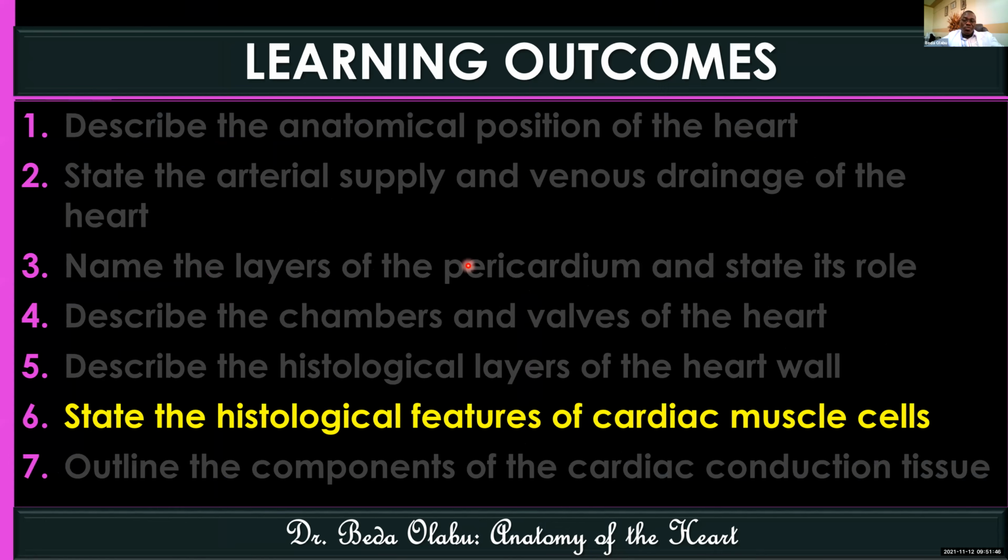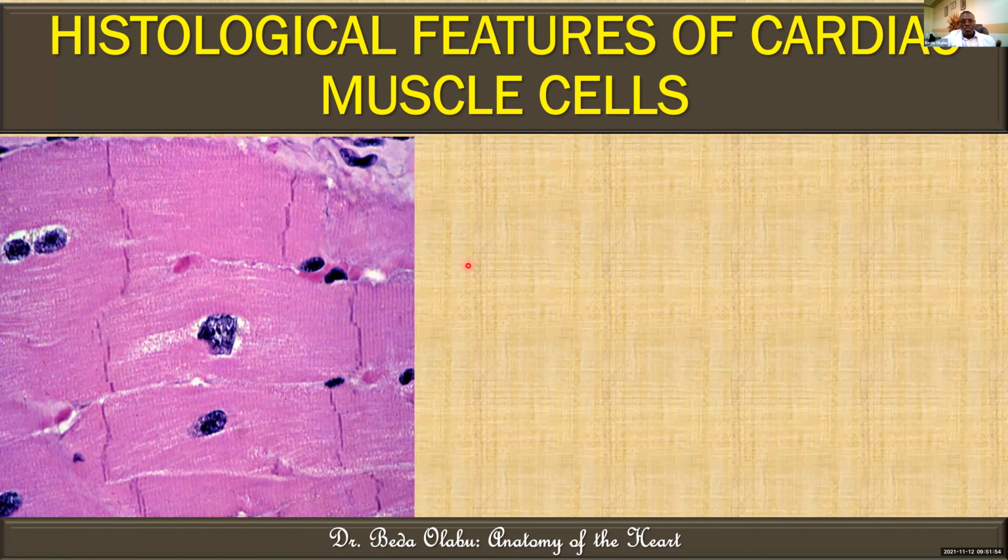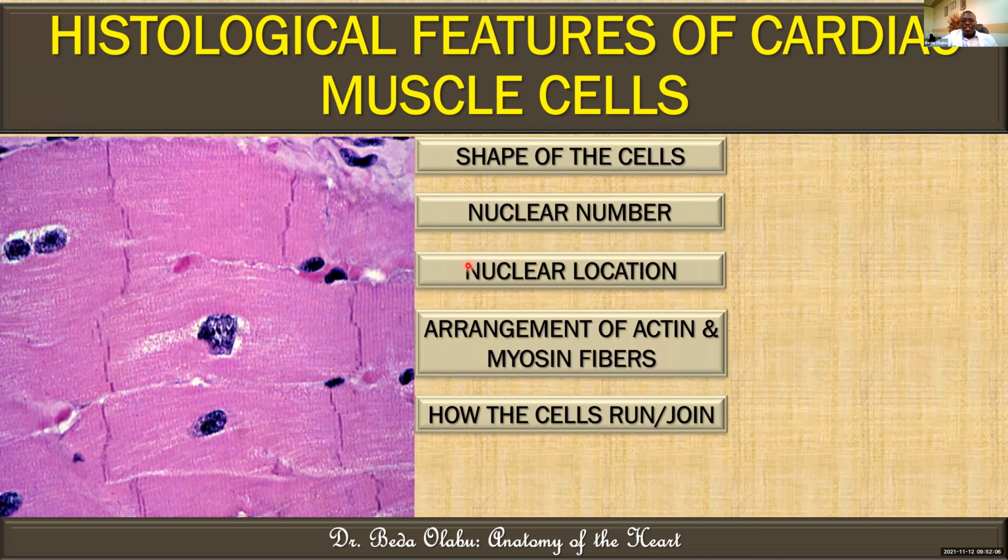Okay, now let's review histological features of cardiac muscle cells. This one, you most likely have also already done. If you remember, we've talked about histological organization of muscle tissue, and cardiac muscle is one of them. In that lecture, we said, if you want to look at histological features of muscle, there are some 5 parameters that you need to check.